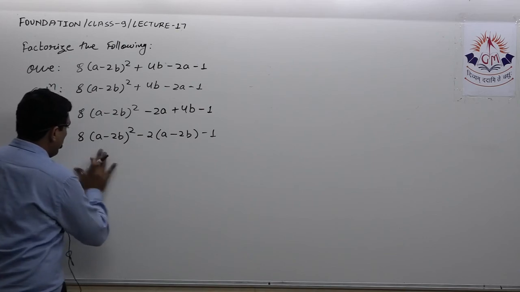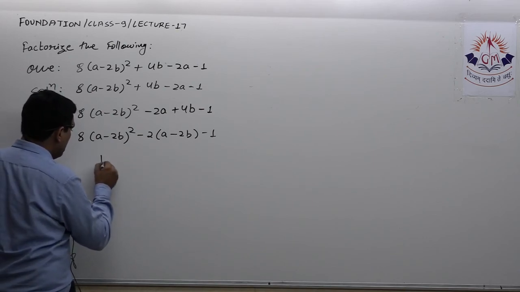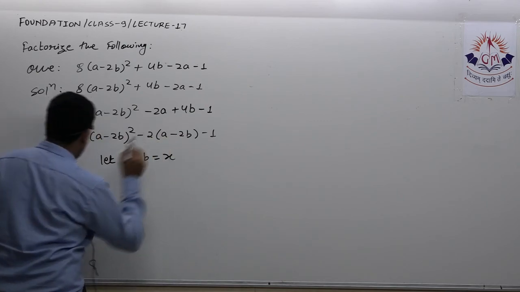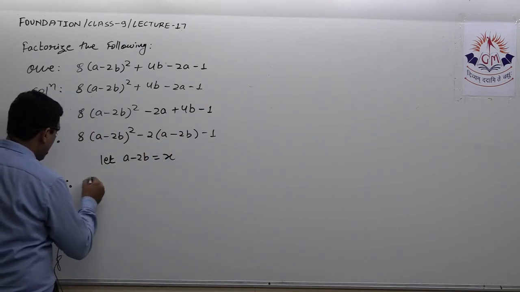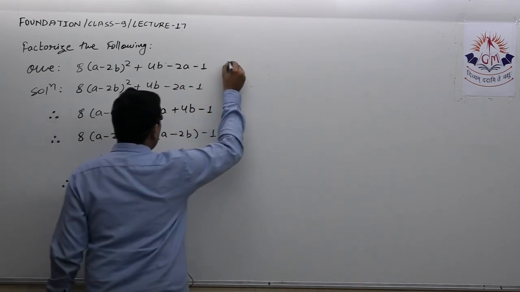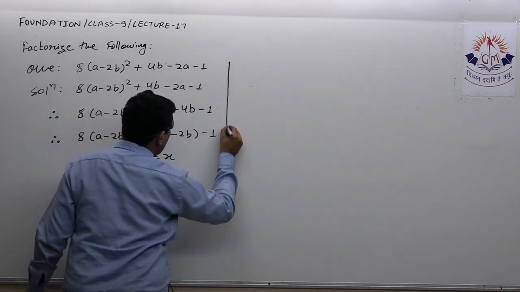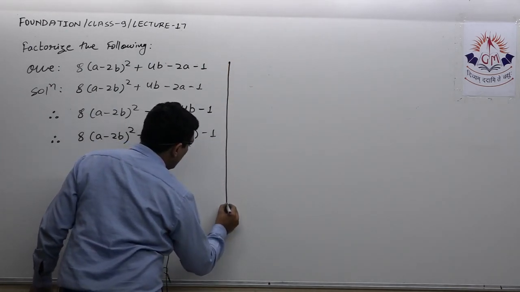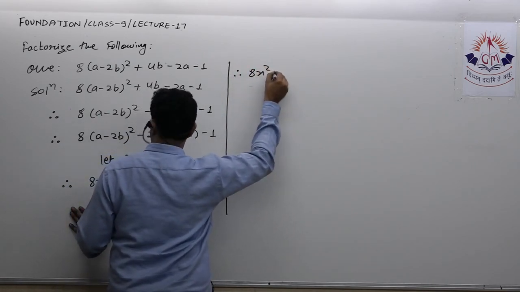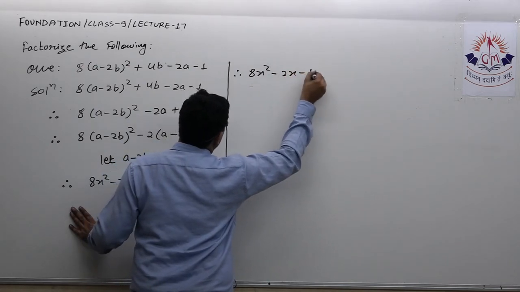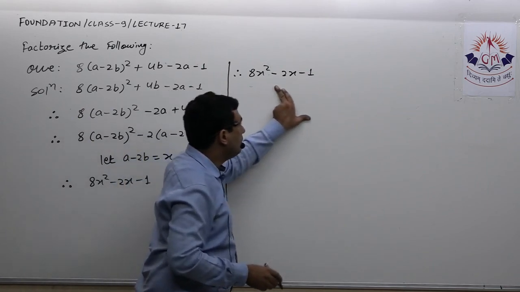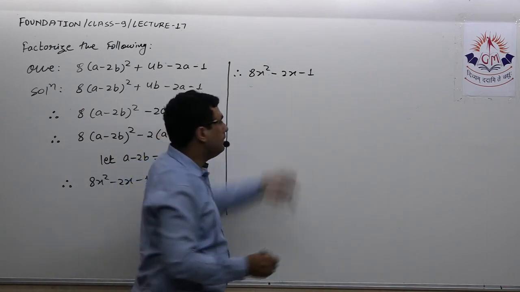Now before I proceed to make it simpler, I'll say let a minus 2b is equal to x. Therefore here I can write 8x square minus 2x minus 1. Now it is easy to find its factors because we know how to get the factors of this type of expression, that is expression which are in the form quadratic. Okay, this is a quadratic expression. So here to find its factors, we'll split the middle term.